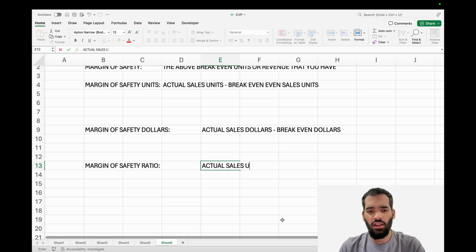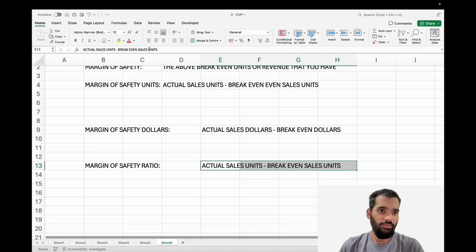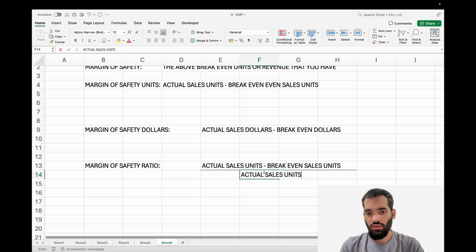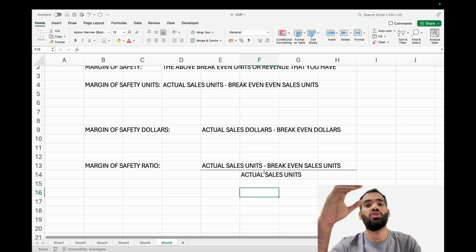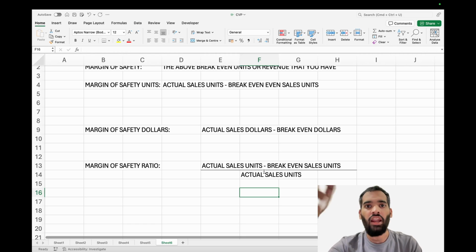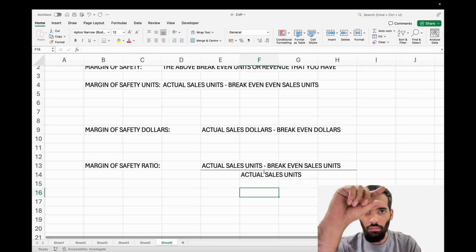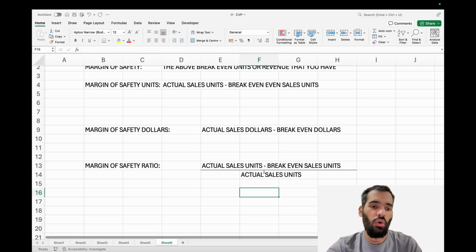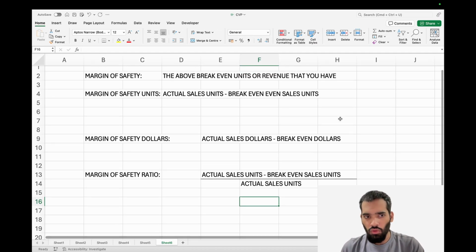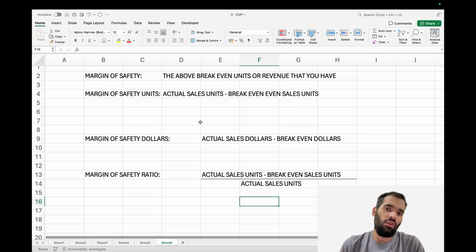So actual sales units minus break even sales units, divided by actual sales units. Again, this basically tells you in percentage terms how much of this year's sales are our margin of safety, like how much percentage we sold more. So basically, yeah, different ways to find margin of safety in units, dollars, and percentage, which is called a ratio.